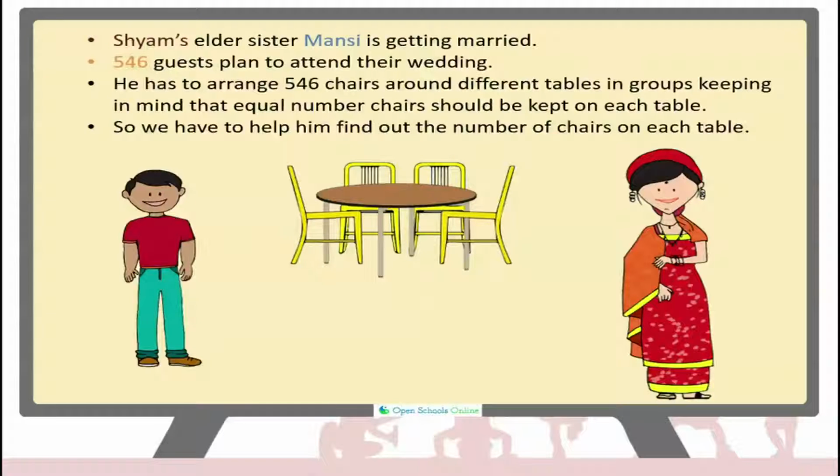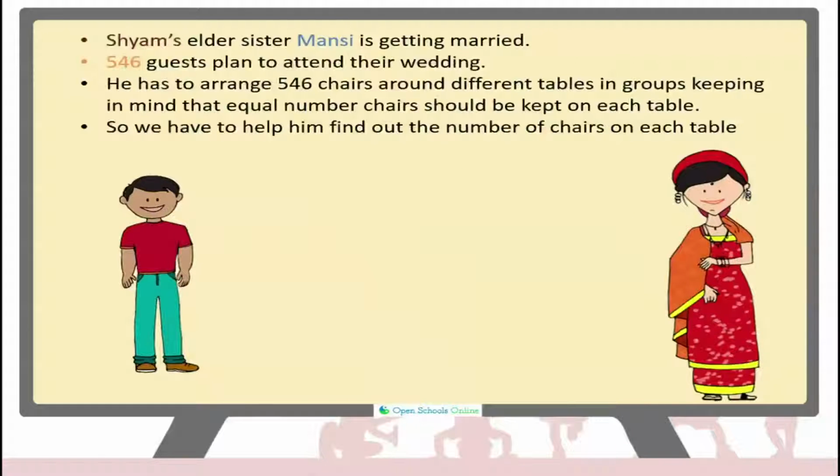Look, he has to find out how many chairs can be placed around each table. But then he also has to remember that these chairs have to be equal in number. I think Shyam has got some difficult work to do. We have to help him. Okay, let's see how we can do it.